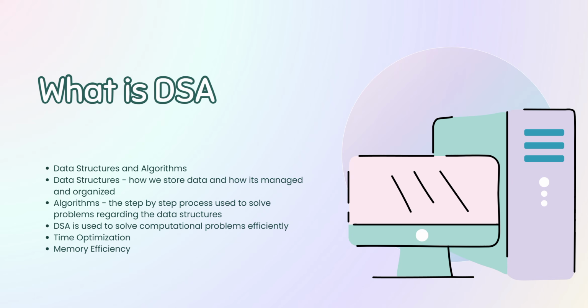For example, if you have a playlist and you want to listen to your songs in shuffle, you will write an algorithm for that. Some other algorithms include sorting and searching algorithms, which I will cover in further videos. So DSA is basically used to solve computational problems efficiently. So in DSA, we need to know for what scenario what data structure should be used to make the problem easier and less complicated. It also includes time optimization and memory efficiency.